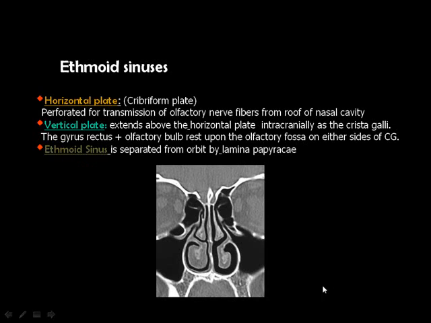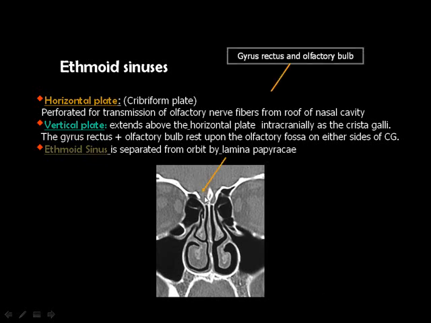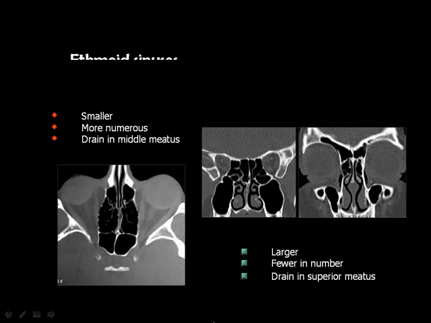Then a few words about the ethmoidal air cells, and you know there are three components. The horizontal plate, which is the cribriform plate, this fine plate at the floor of the anterior cranial fossa, and the vertical plate, which represents the crista galli, and the ethmoid sinuses, which are separated by the lamina papyracea of both orbits. Then you know that this place is the place for the gyrus rectus and the olfactory bulb, which rest on the cribriform plate of ethmoids.